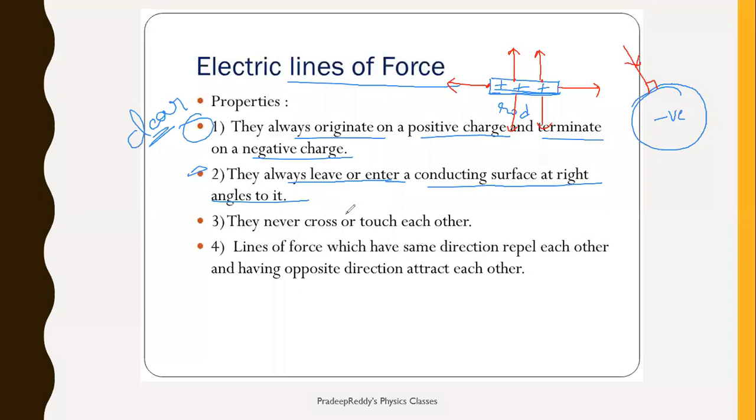Students, in the first point, we have learned that field lines originate on positive and terminate at negative. Coming to the second point, they always leave or enter a conducting surface at right angles to it. This is what I have shown in the figure. You have a positive charge. Perpendicular to this surface, field lines will be drawn like this. Similarly, if you take a sphere and this is negative, the arrow mark should be inward.